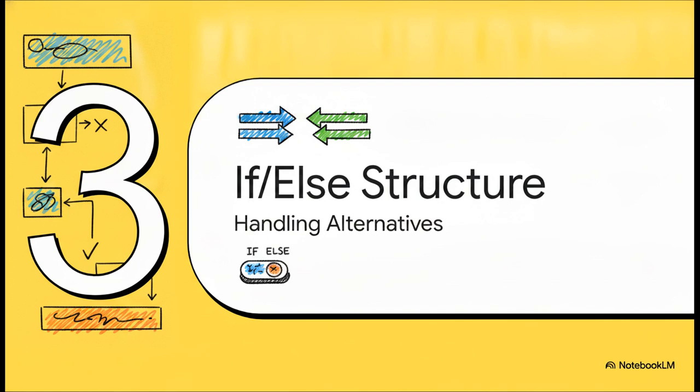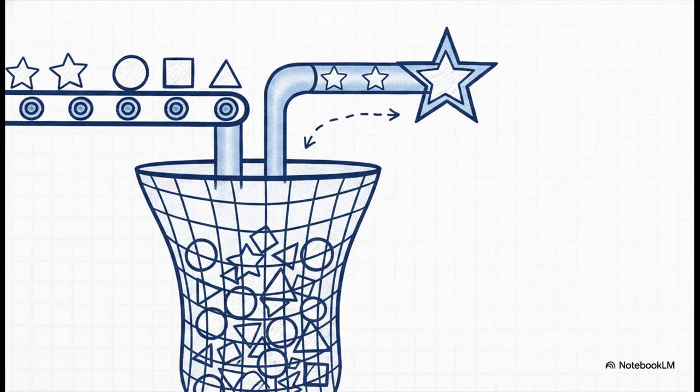Which brings us to Section 3, the if-else structure and handling alternatives. This is exactly how we elegantly program those otherwise scenarios. Look at how much this expands our capability. The else block gives us a dedicated place to execute statements when the initial if condition turns out false.